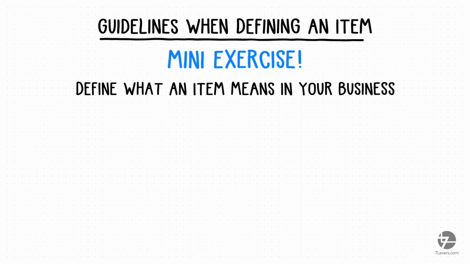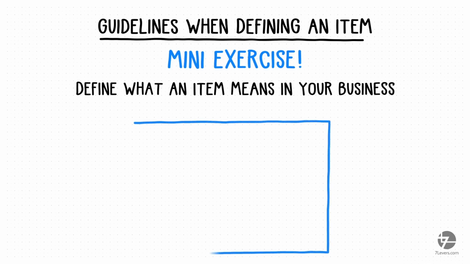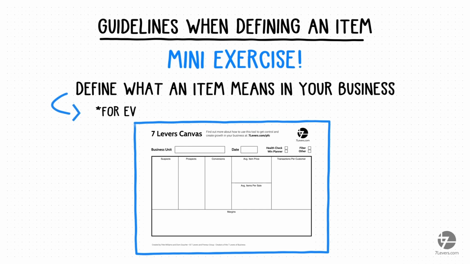Your mini exercise for this lesson is to define what an item means in your business. Again, as with the other lessons, make a note in your 7 levers canvas. Write down the definition and also write down some examples. So you might write an item is a SKU. An example is a telephone. Another example is a headset. Or if an item is a service to you, then an example of a service might be installation. An example of another service might be servicing.